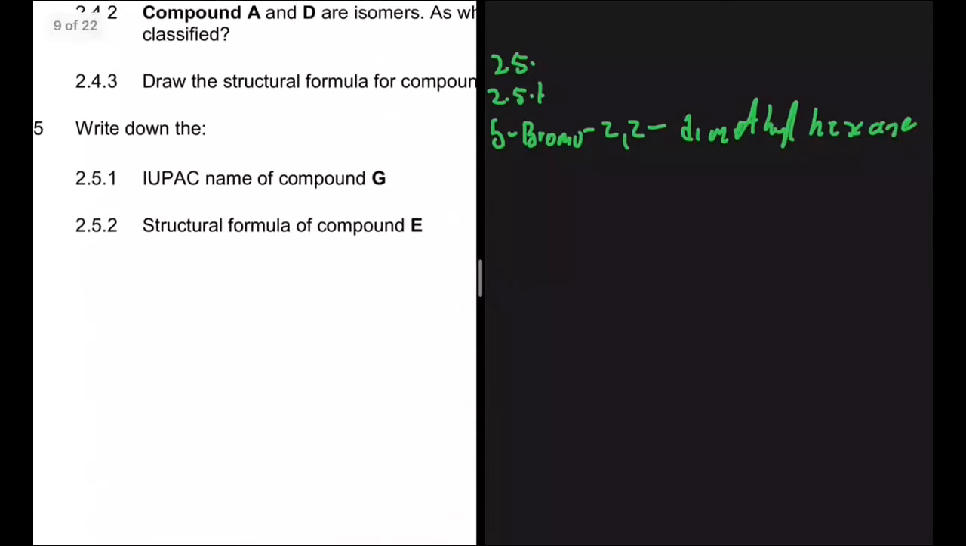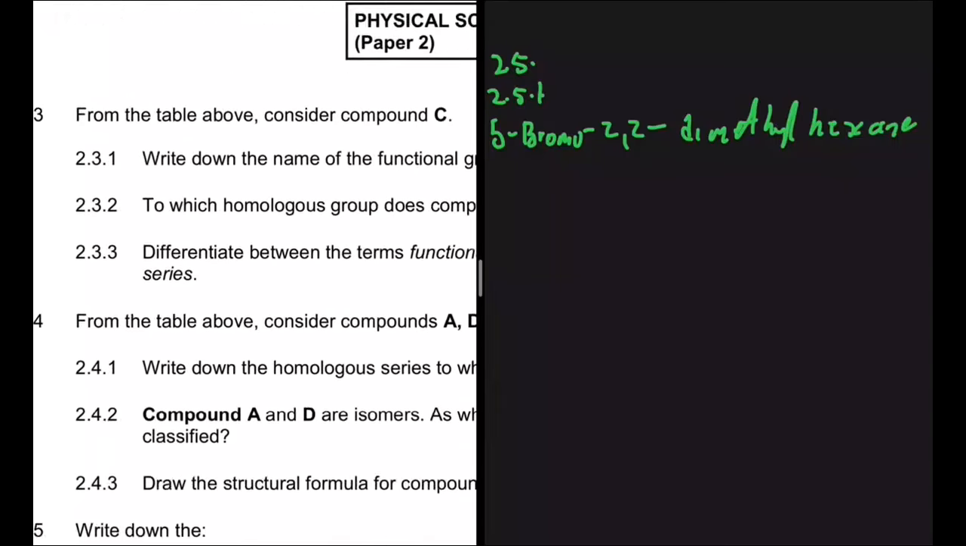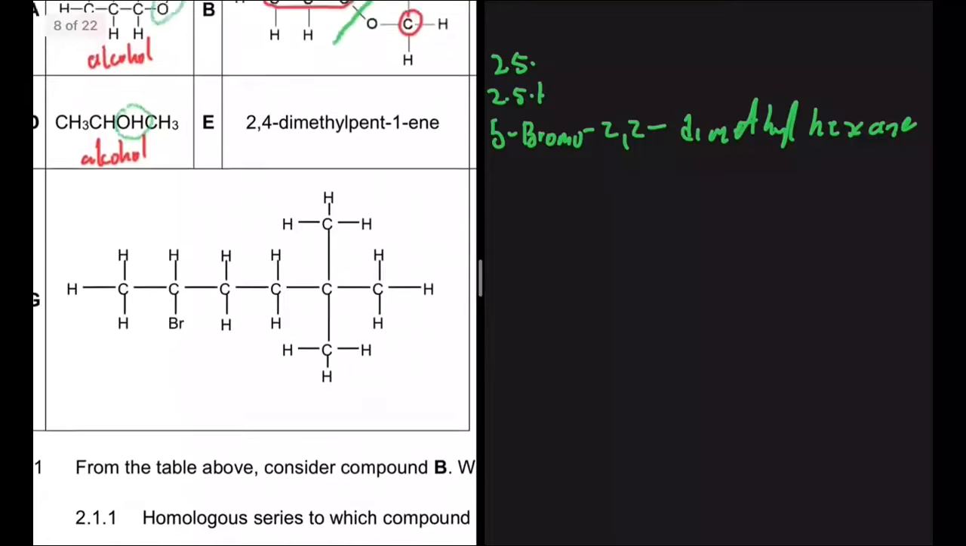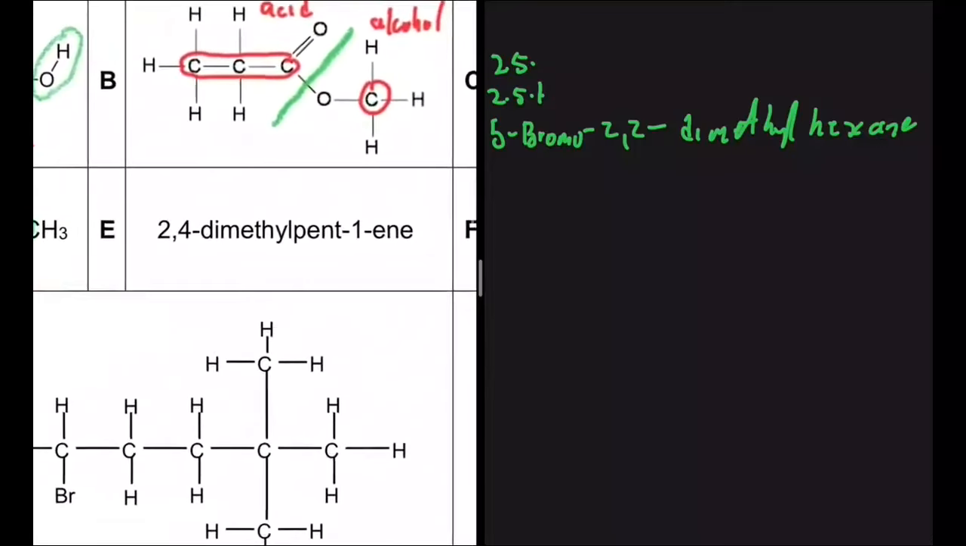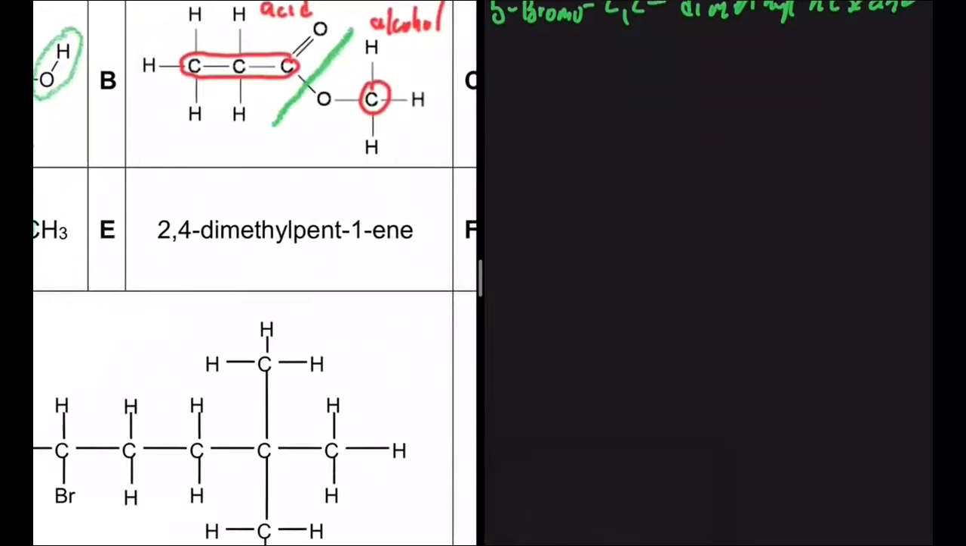The last question: structural formula of compound E. Let's go ahead and look at compound E. So compound E, we have 2,4-dimethylpent-1-ene. So pent, 5 carbons, 1, 2, 3, 4, 5. And then we have a double bond on the first carbon. We can tell from this pent-1-ene. So there we go. We have a double bond. And then on the second carbon, we have a branch with 1 carbon. And then on the fourth carbon, we also have another branch with 1 carbon.